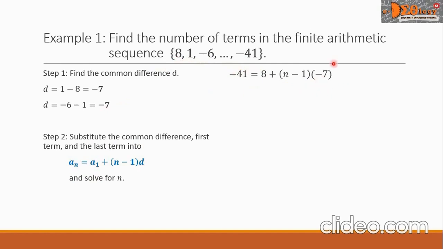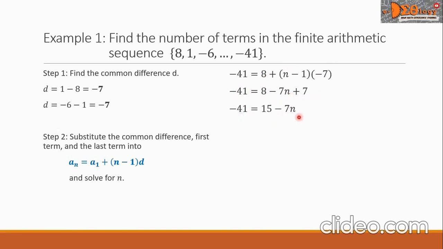First, this negative 7 we will distribute to the terms n and negative 1. So negative 7 times n will be negative 7n. Negative 7 times negative 1 is positive 7. We will just copy this number 8 and this negative 41 here. And then this number 8 and number 7 we will combine together. That is 8 plus 7, which gives 15. So the negative 41 is still here, and the negative 7n is also copied.